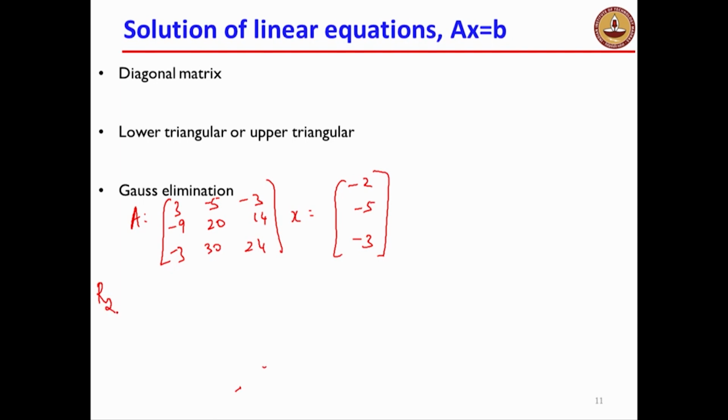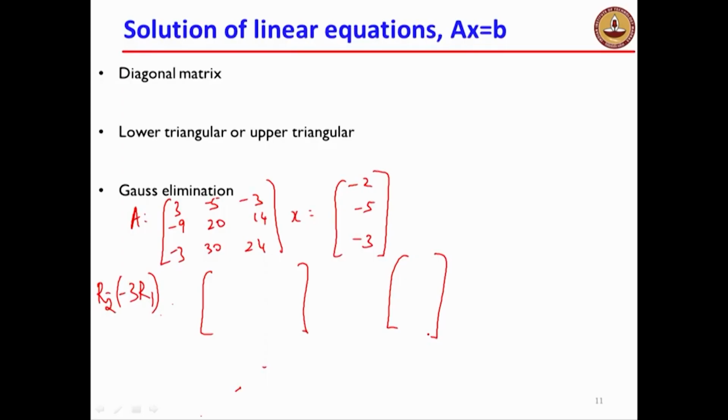How do I do that? I can do R2 plus 3R1, but I'm not going to write it as plus 3R1. There is a reason I will come to that later. I'm going to write it as R2 minus of minus 3R1. So if I take 3 times the first row and add it to the second row, what happens? Nothing happens to the first row, nothing happens to the third row. The second row, what has happened? Minus 9 plus 3, it becomes 0 over here. Then I get 0, 5, 5.